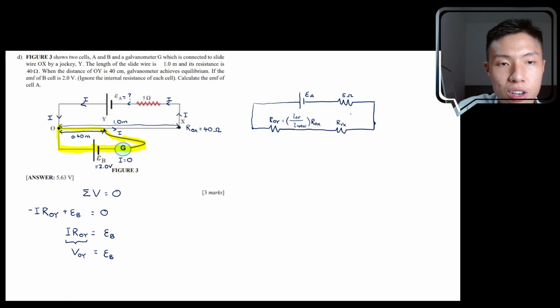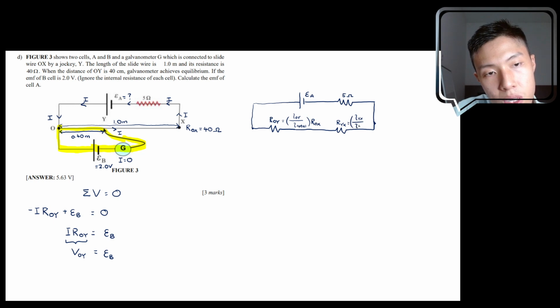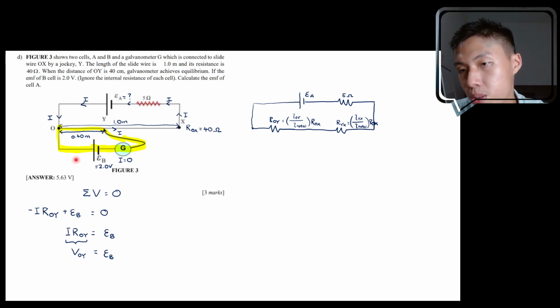And of course, R_YX will be the length of YX divided by the total length times R_OX. So now you can see that this whole journey here, if we ignore what happens down there, because the current is equal to 0, technically we can ignore the bottom part of the potentiometer.